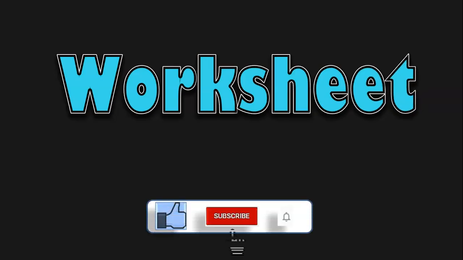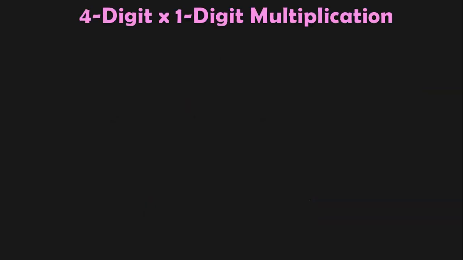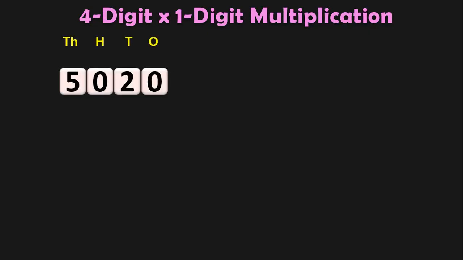The next topic that we are going to see is worksheet. Children will be able to do the sums under the worksheet column if they are very clear with the concept of multiplication that they have learned so far in class 4. The first topic that we are going to see is 4-digit by single-digit multiplication. The first question is 5020 multiplied by 4.